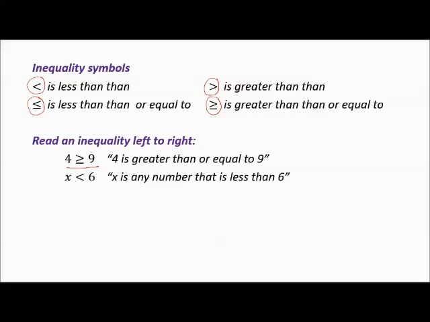A little bit less intuitive is how to think about this next one, but really, again, reading it left to right helps you out. x is any number less than 6. So you can think to yourself, any number less than 6. Oh, I know some of those, 5, 4, 3, 2. So that helps you understand how to read that sentence left to right.